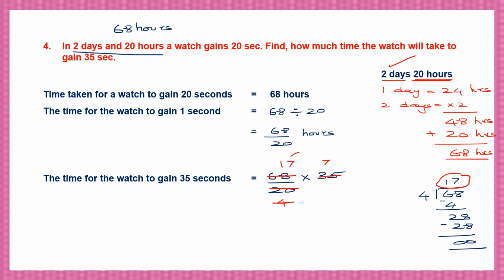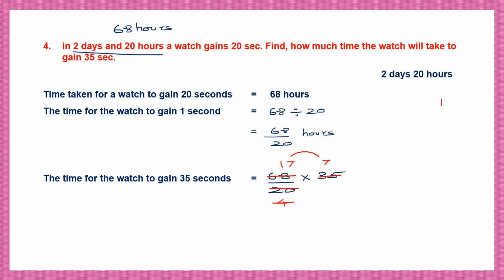Now let's multiply the numerator 17 into 7. 17 into 7. 7 sevens are 49. Carry 4. 7 ones are 7 plus 4 is 11. 119. So the time taken by the watch to gain 35 seconds is 119 hours. Now let's get back to days and hours because that's how we were given in the question, isn't it?